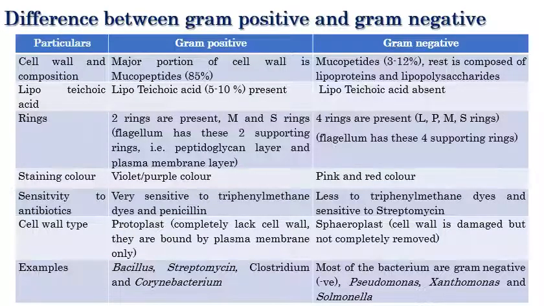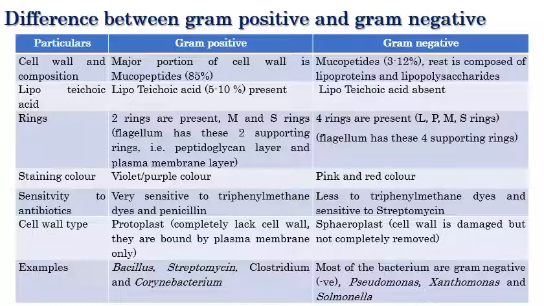This type of cell wall is contained by gram positive bacteria, whereas a partially damaged cell wall or not completely removed cell wall is called spheroplast, which can be seen in gram negative bacteria. The cell wall type in gram positive is protoplast, whereas spheroplast is the cell wall type feature of gram negative bacteria. Coming to the examples, Bacillus, Streptomyces.